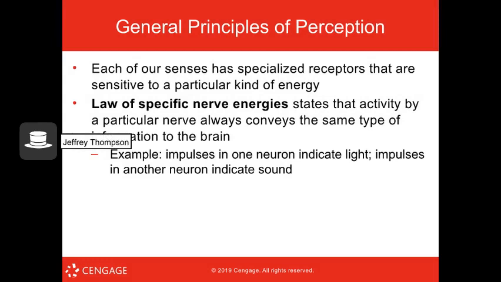So we've talked about different types of neurons. You might remember the sensory neurons. They have specialized receptors that are sensitive to particular types of energy. So some are responsive to sound, some are responsive to temperature, etc. The law of specific nerve energies states that activity by a particular nerve always conveys the same type of information to the brain. So our eyes aren't going to start being responsive to sound. They're always going to send the same impulse, which tells the brain, we're perceiving light.